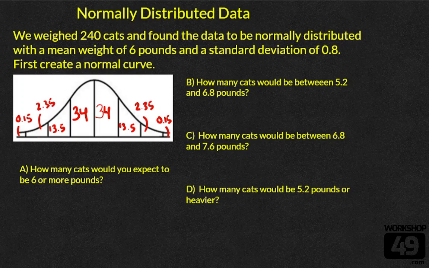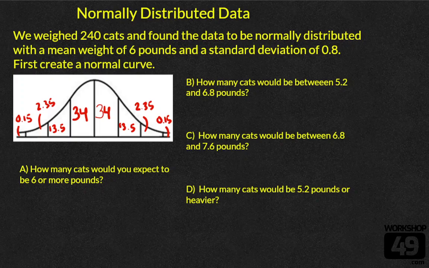So let's go ahead and look at some normally distributed data. We weighed 240 cats and found the data to be normally distributed. Now, that means it went according to one of these normal curves. They had a mean weight of 6 pounds and a standard deviation of 0.8. And the first thing that we want to do is make this normal curve.